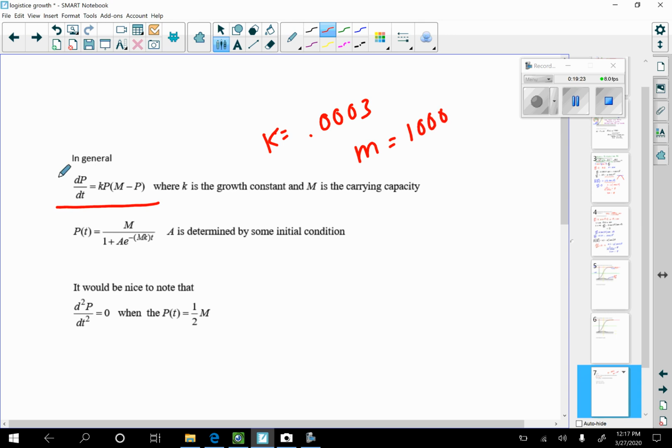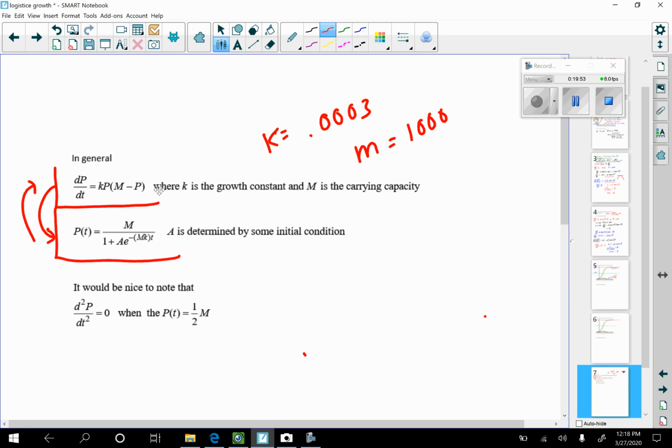And if I'm given this differential equation, I can automatically solve it. But keep in mind, nobody's going to ask you to go from here to here. All they're going to do is ask you to analyze this differential equation. When is the population a maximum? When is the derivative 0? Things of that nature.